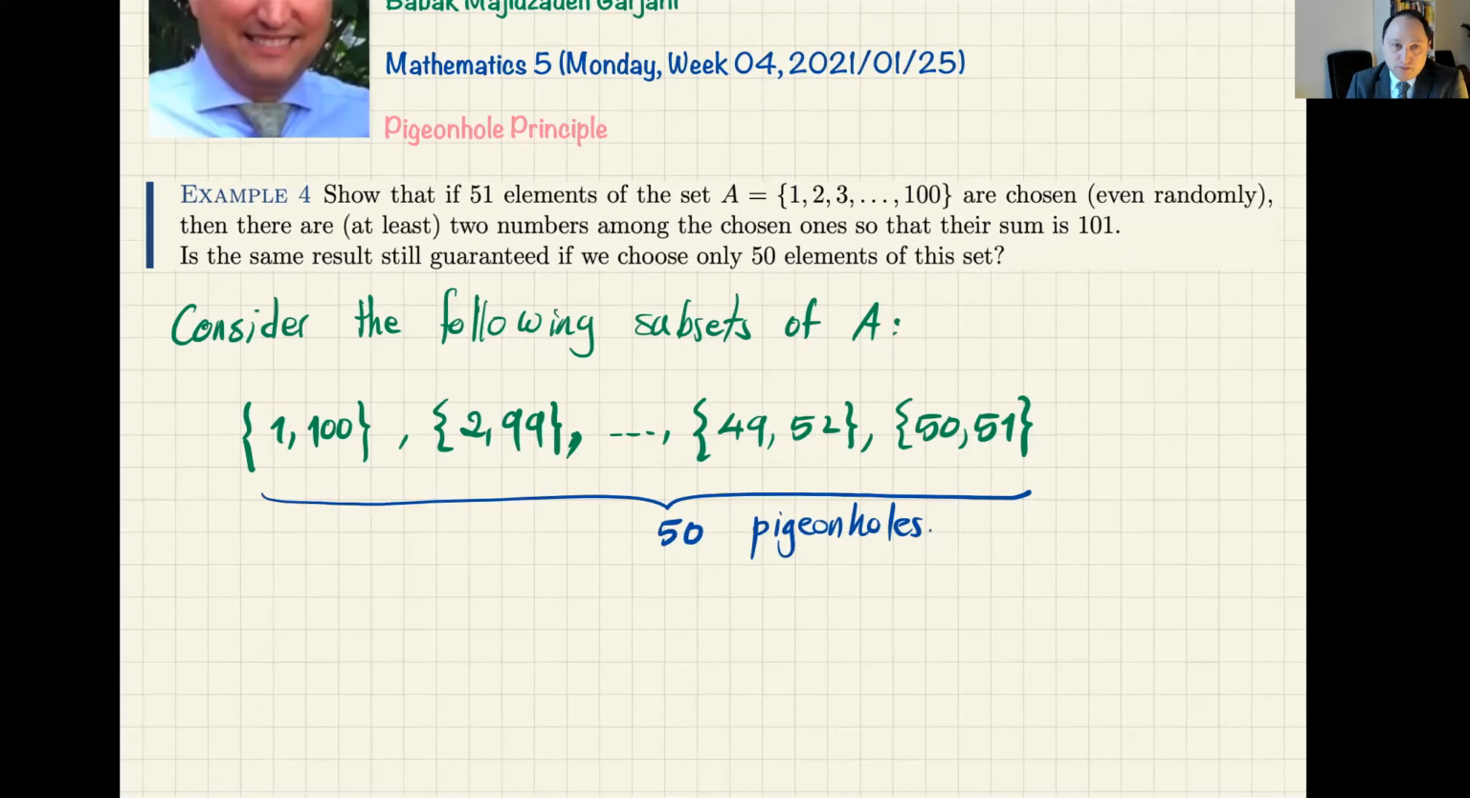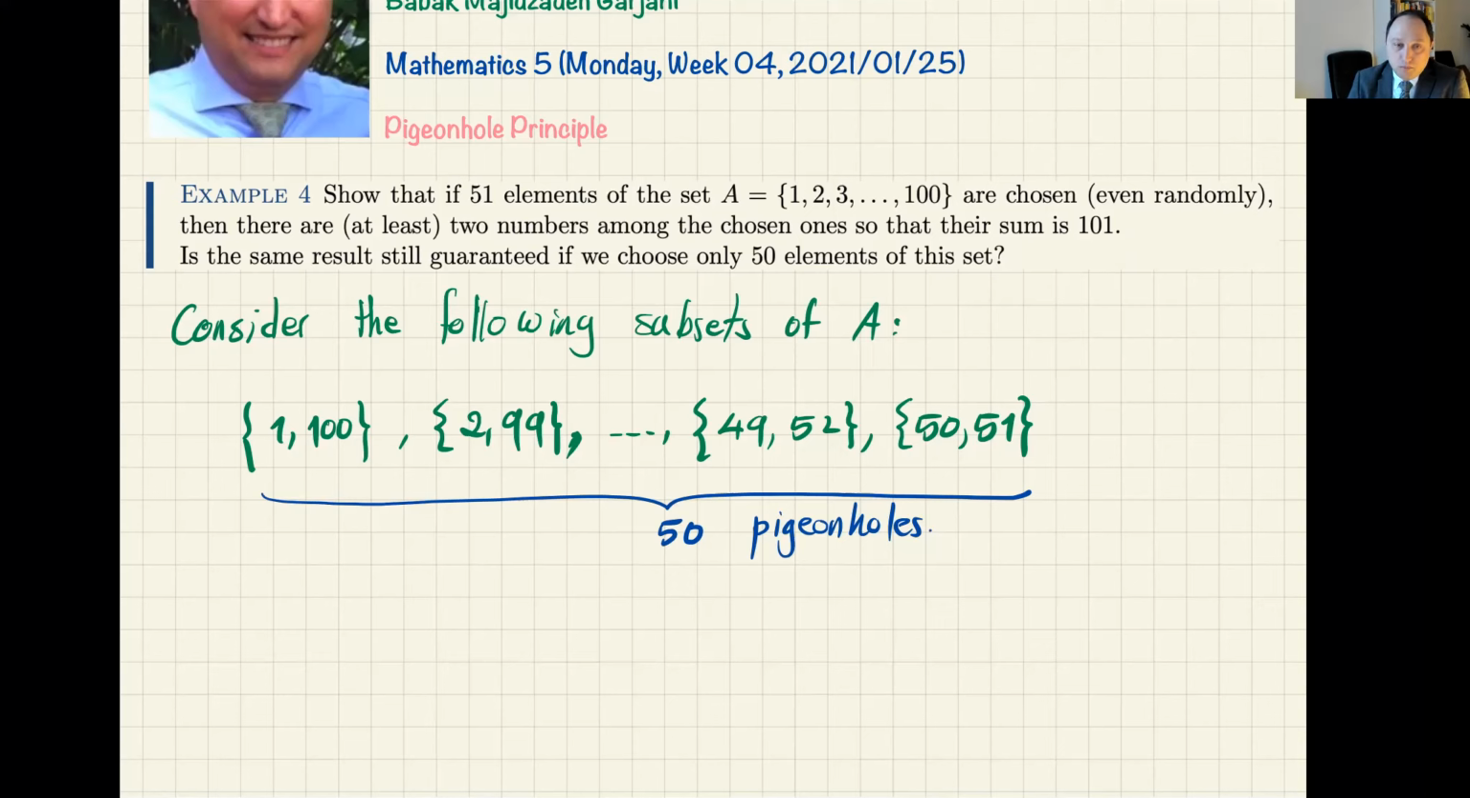The sum of none of them is equal to 101. Yes, but as soon as I choose 51 elements, then it means that because I have only 50 pigeonholes, 2 of my numbers should belong to the same pigeonhole.